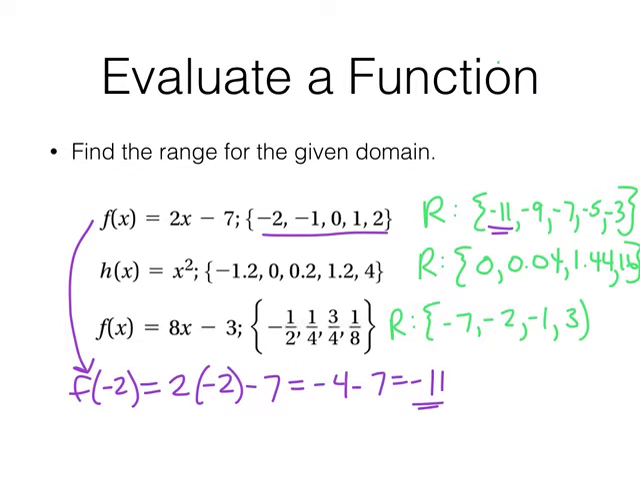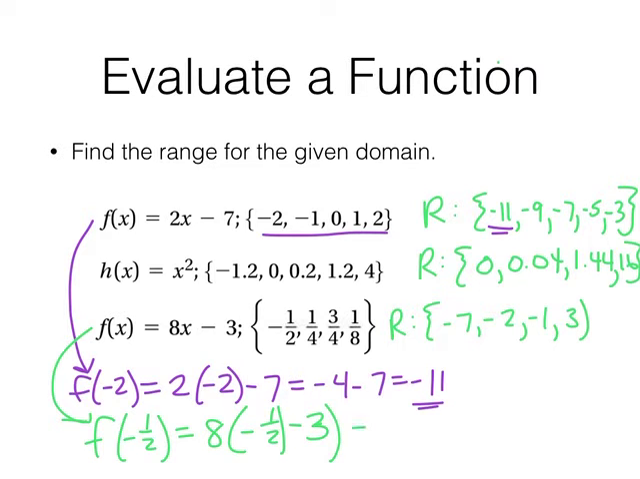Let's do a different one. Let's do this bottom one. How about f of -1/2? Well, that's 8 times -1/2 minus 3. It's whatever the function is that they give us. So -1/2 of 8 is -4, minus 3 is -7. You can see that here.